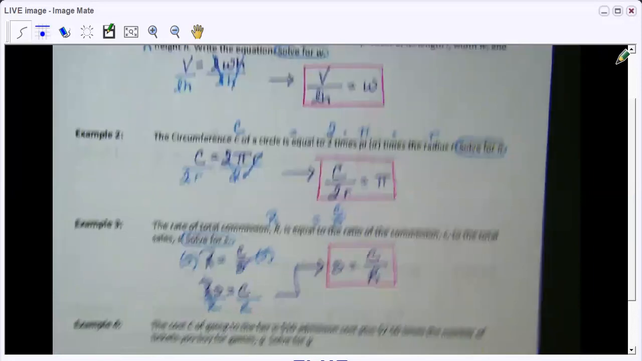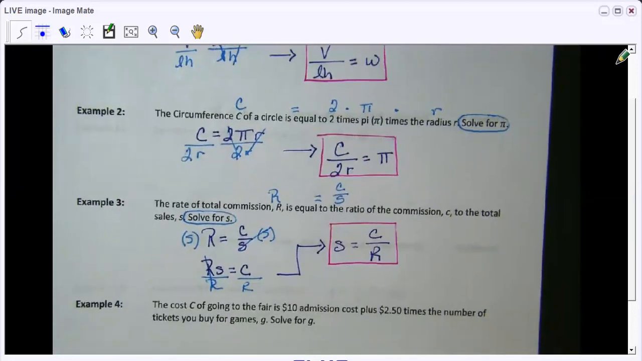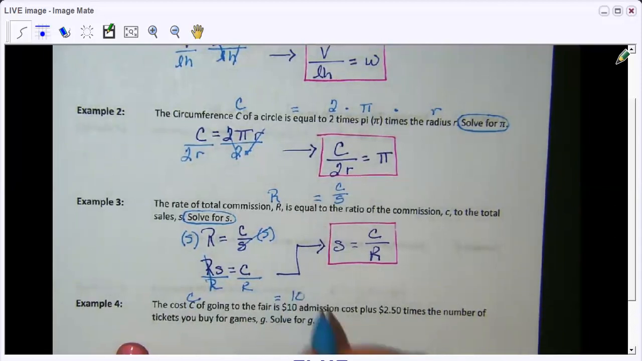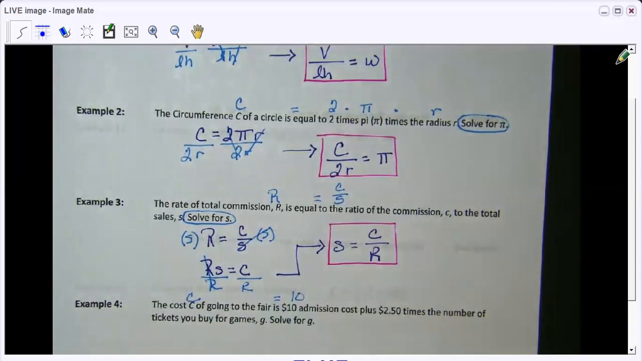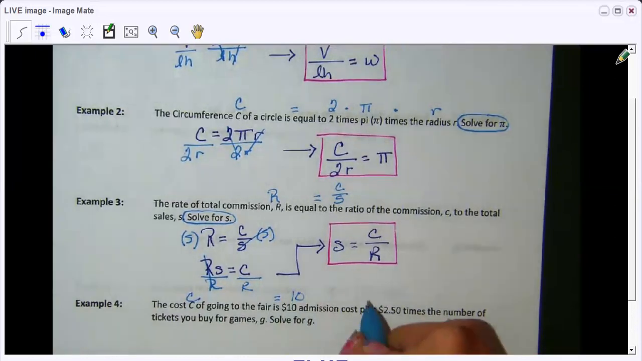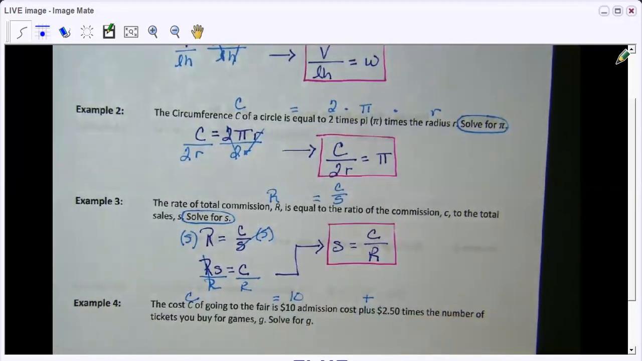All right, let's look at example 4. The cost C of going to the fair is a $10 admission cost plus $2.50 times the number of tickets you buy for games, G, solve for G. So the cost C is equal to $10 admission plus, it tells us what to do, $2.50 times the number of tickets you buy for games.